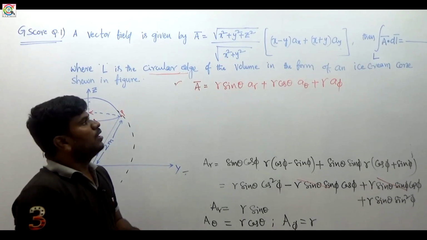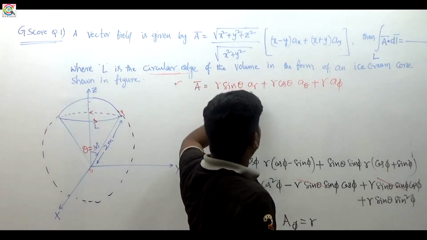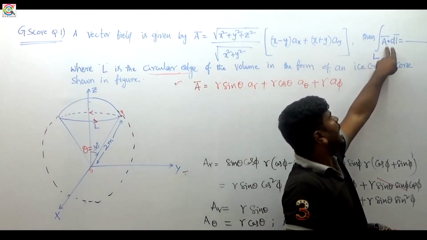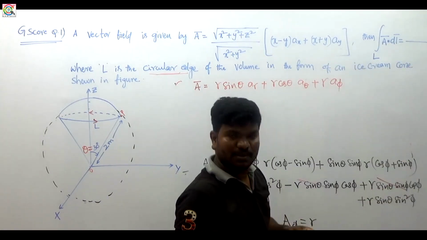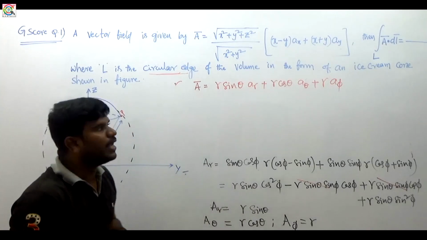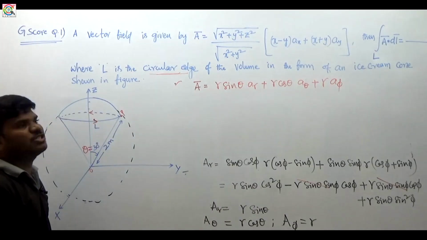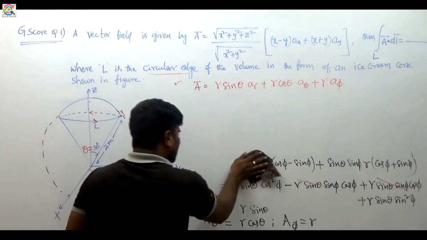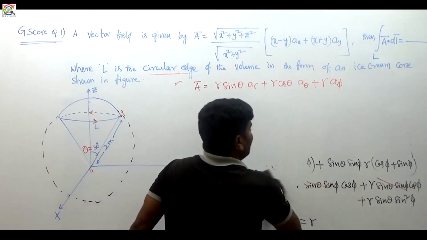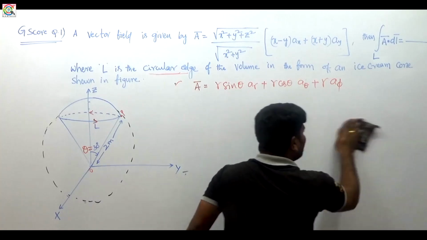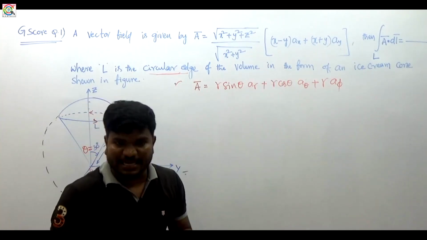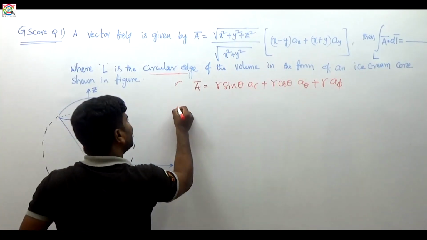Now you have to put this value here, and you have to write dl bar in terms of the spherical system only. So to calculate the line integral along the given path L, first of all I should write the dl bar.